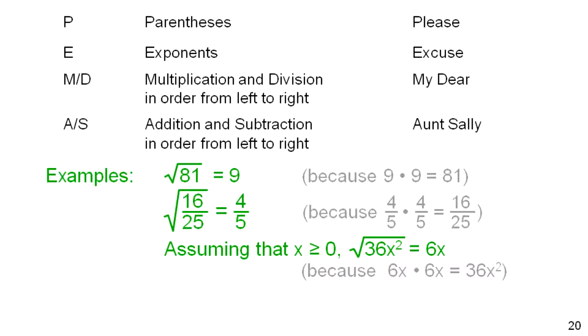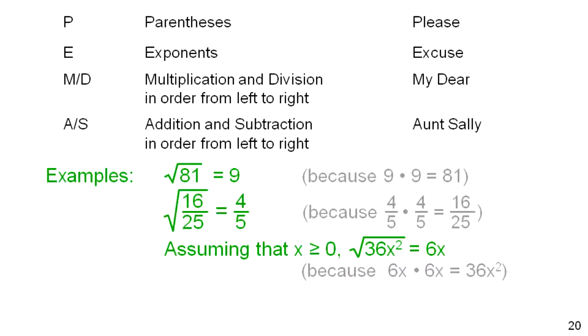It's also true that if x is greater than or equal to 0, then the square root of 36x to the second is equal to 6x, because 6x times itself is equal to 36x to the second. I put the condition that x must be greater than or equal to 0 here because if x is a negative number, then 6x would also be a negative number. While it is true that 6x times 6x is equal to 36x to the second, even if x is a negative number, we generally want the positive answer when we use the square root symbol.